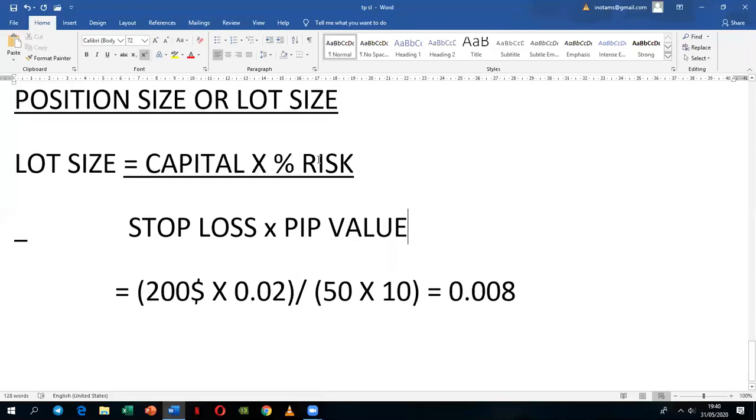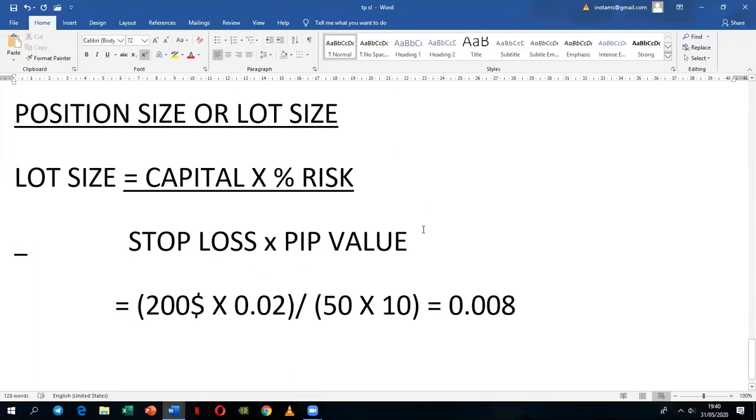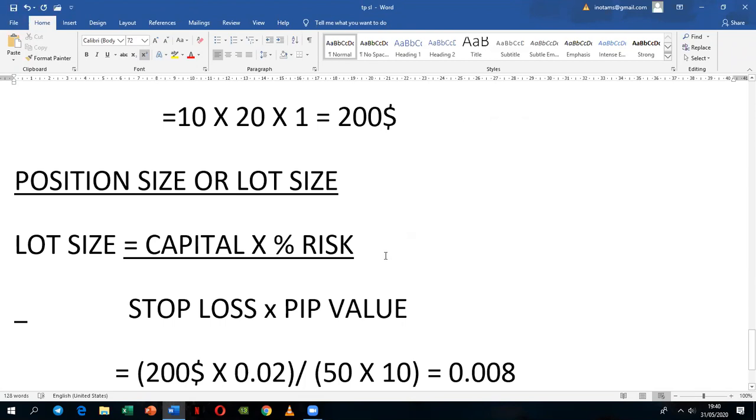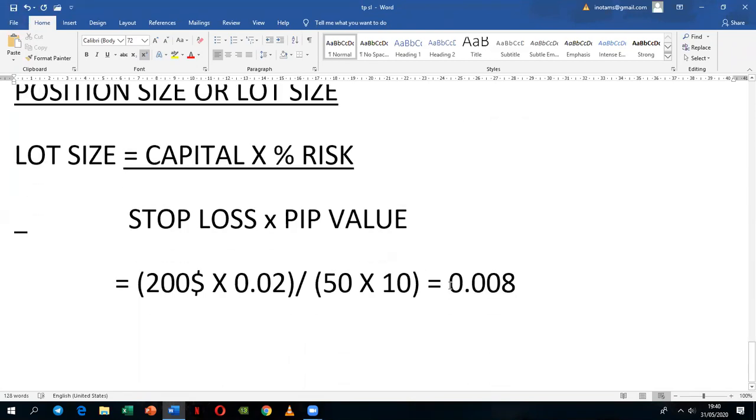So you don't just wake up and open a one lot. So hopefully this has been helpful to you. That's how you calculate position size. We've talked about profit and risk. So let me sum up the session.